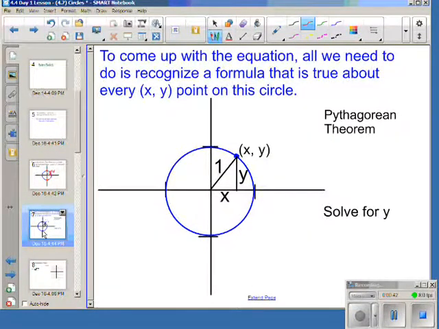So if we have that point, this distance right here is x. This distance right here is y. And we know that our whole radius on this entire circle is 1. So this is the radius of the circle. So it's 1. So to derive the equation of the circle, I'm going to use Pythagorean theorem.